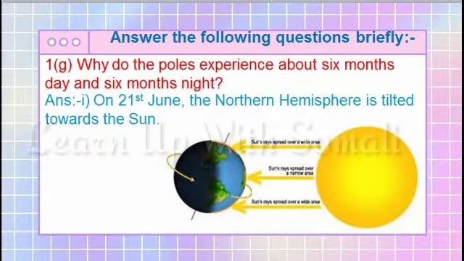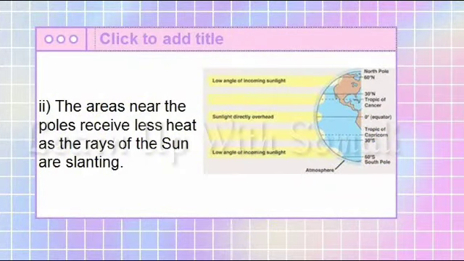In question number 1g, we have, why do the poles experience about 6 months day and 6 months night? The whole answer I have divided into points. Point number 1, on 21st June, the northern hemisphere is tilted towards the Sun. Point number 2, the areas near the poles receive less heat as the rays of the Sun are slanting.